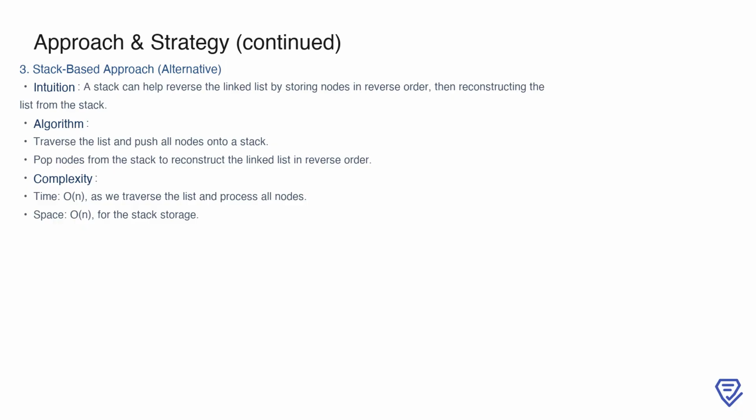Then, by popping the nodes off the stack one by one, we can reconstruct the linked list in the reversed order. While this approach is easy to understand and implement, it is suboptimal in terms of space complexity because the stack requires O(n) additional space to store all the nodes. The time complexity, however, remains O(n), as we still traverse the list only once and process each node exactly twice, once when pushing it onto the stack and once when popping it off. This method is less commonly chosen in practice due to its higher space requirements compared to the iterative approach.